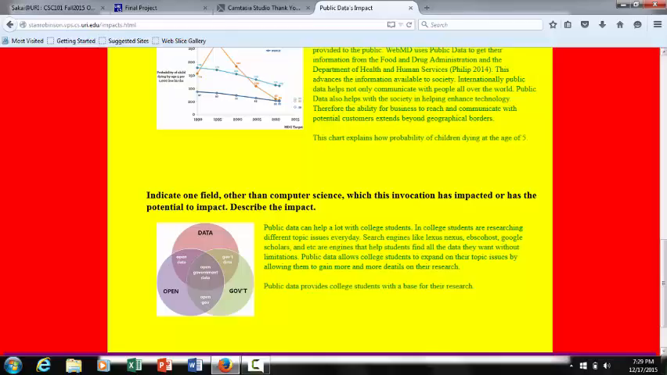Public data allows college students to expand on their topic issues by allowing them to gain more and more details on their research. And here you see a picture basically saying that the government approves. I think it represents that the government approves of public data. Public data definitely provides college students with a base for their research.